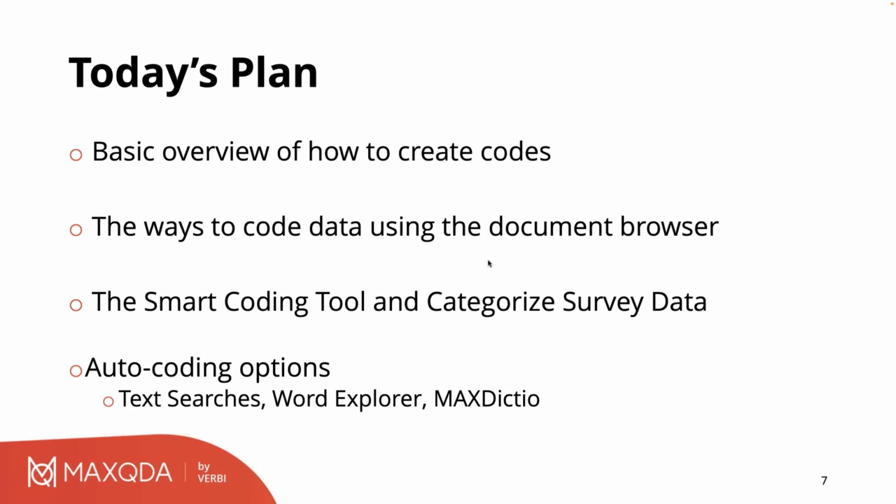in MAXQDA and the ways you can code data using the document browser, the way you can code data using the smart coding tool, which is probably my absolute favorite tool, and categorize survey data. Both are very similar tools, and we'll also talk about some of the auto coding options that you have through text searches, Word Explorer, and MAXDictio, and the ability to do searches, find content, and search results and auto code that content.